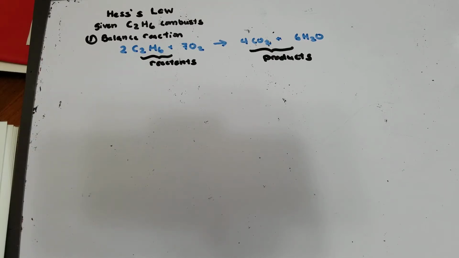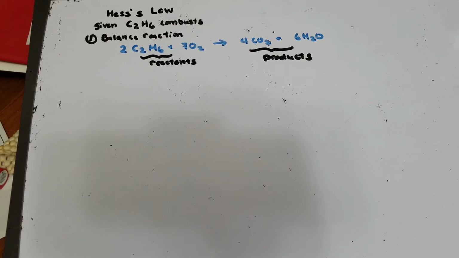So if you were given a question that says C2H6 combusts, and it says you need to solve this problem, the first thing you do is write the formula and balance the equation. So I've done that already. You have C2H6 plus oxygen gas because it's a combustion reaction, produces carbon dioxide and water, and I've balanced the equation already. I've labeled the reactants and I've labeled the products.